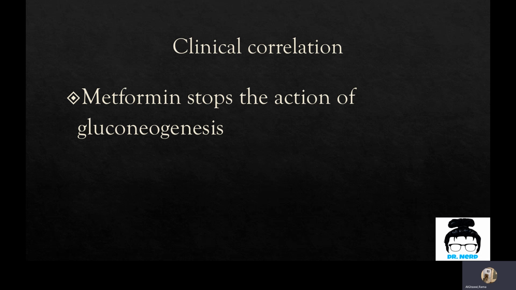Finally, the clinical correlation. Metformin stops the action of gluconeogenesis. Metformin is a medication used in diabetic patients that suffer hyperglycemia, which is increased glucose in the blood. So, metformin stops gluconeogenesis because gluconeogenesis makes sugar in the blood. So, we don't want extra sugar in the blood. That's why metformin stops the action of gluconeogenesis.